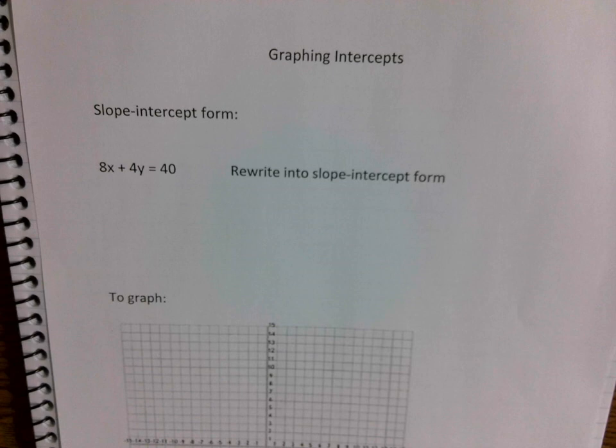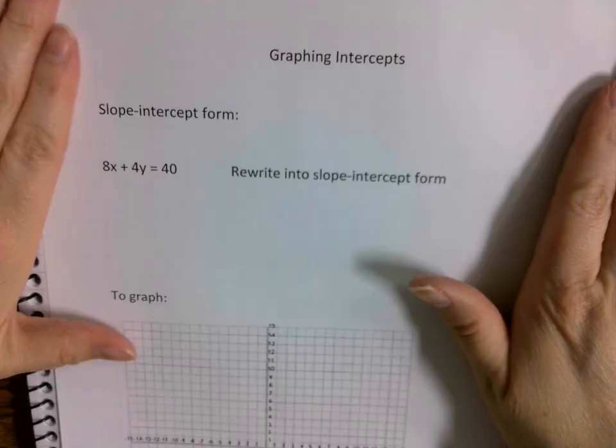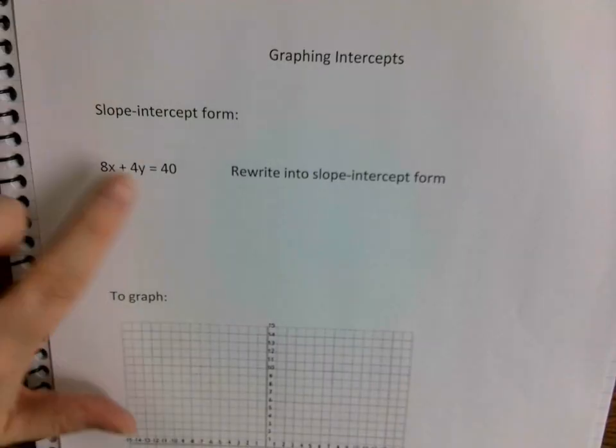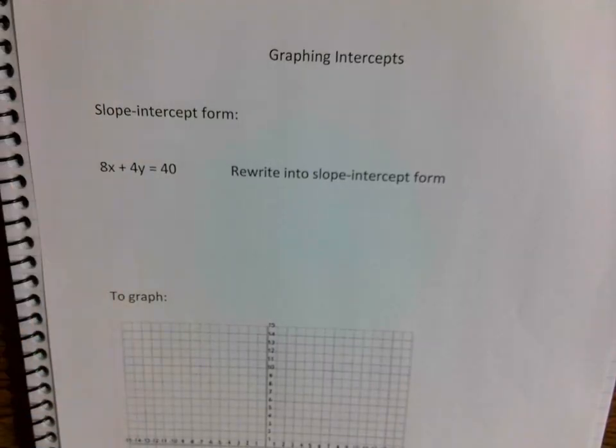Today we start with just a quick review and reminder of a concept that we have already done for the past month or month and a half, the slope-intercept form. Who can tell me again, what does slope-intercept form look like? What is the equation for slope-intercept form?